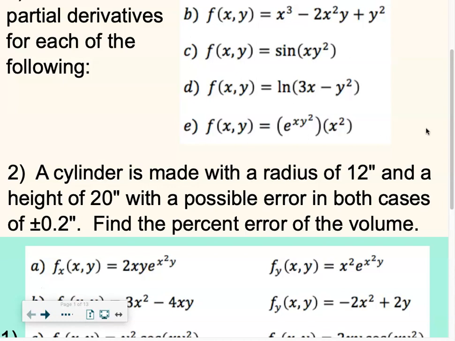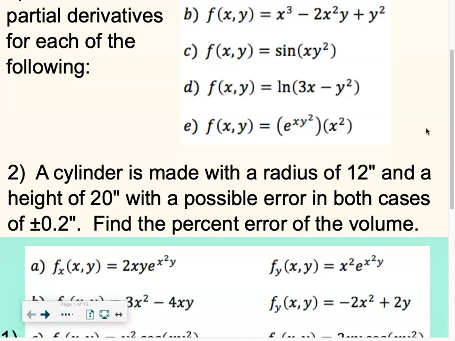A cylinder is made with a radius of 12 inches and a height of 20 inches. That's a big cylinder. Every time I hear cylinder, I think of like cans of fruit. I don't know why that's where my brain goes. Do you guys think of cans when you think cylinders? Whenever I see a really big cylinder, I think, wow, that's a lot of fruit.